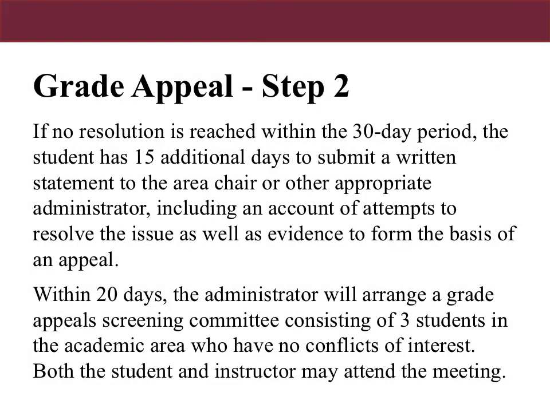If no resolution is reached within the 30-day period, the student has 15 additional days to submit a written statement to the area chair or other appropriate administrator, including an account of attempts to resolve the issue as well as evidence to form the basis of an appeal. Within 20 days, the administrator will arrange a grade appeals screening committee consisting of 3 students in the academic area who have no conflicts of interest. Both the student and instructor may attend this meeting.